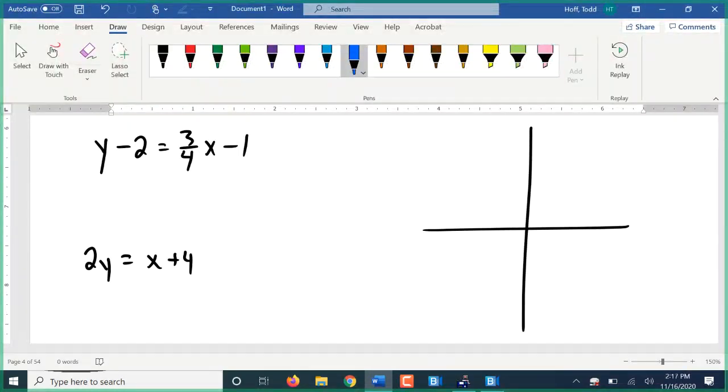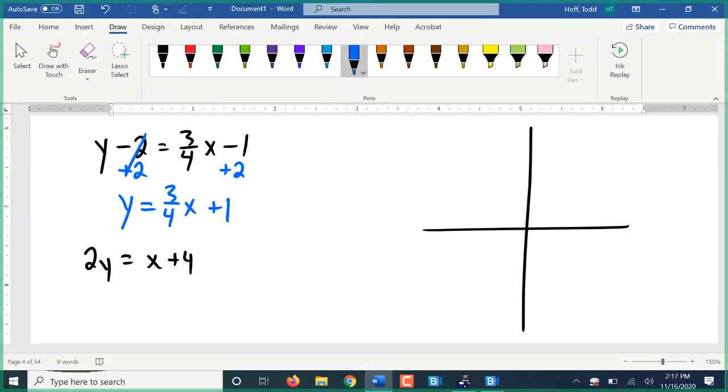Y minus 2, we have to get y by itself, so I'm going to have to add 2 to both sides of the equation. Remember, when I add or subtract, I only have to do it to one piece on each side of the equation. So for the y minus 2, the negative 2 goes away by adding 2. I get y equals 3/4 x, which isn't affected, negative 1 plus 2 is a positive 1.